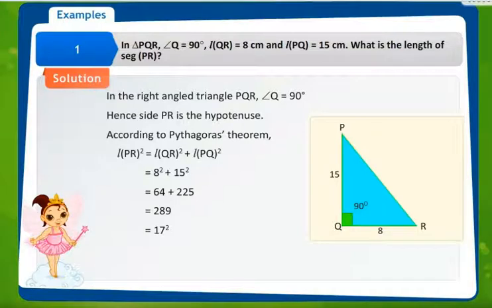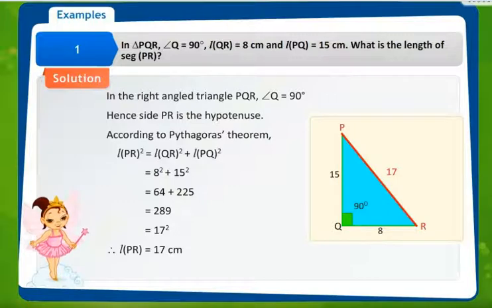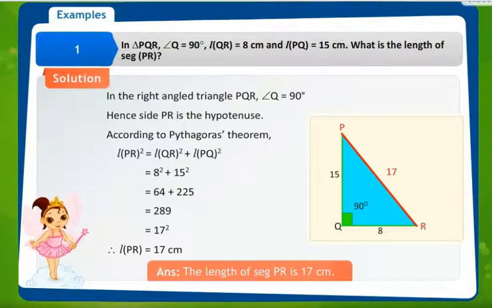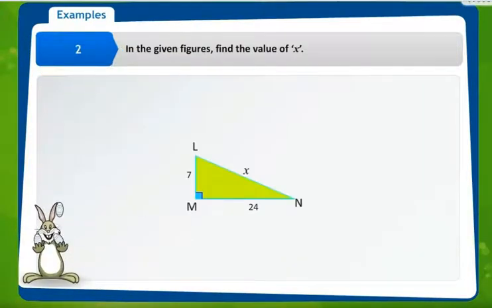Now length of PR square is 289. So 289 is 17 square. So length of PR is 17 centimeter. So the length of the hypotenuse is 17 centimeter. So this is how when two sides are given, we can find out the third side by applying the Pythagoras theorem. In the given figure, find the value of x.